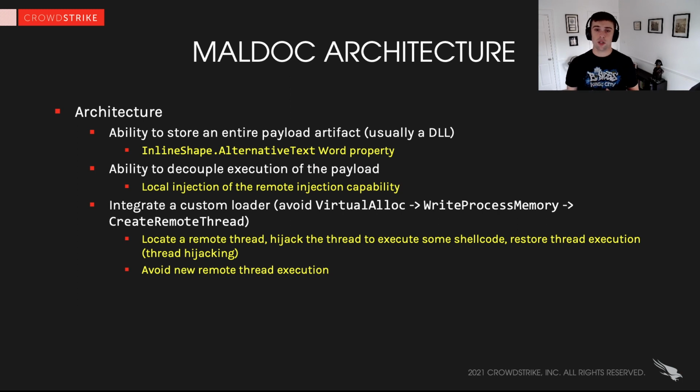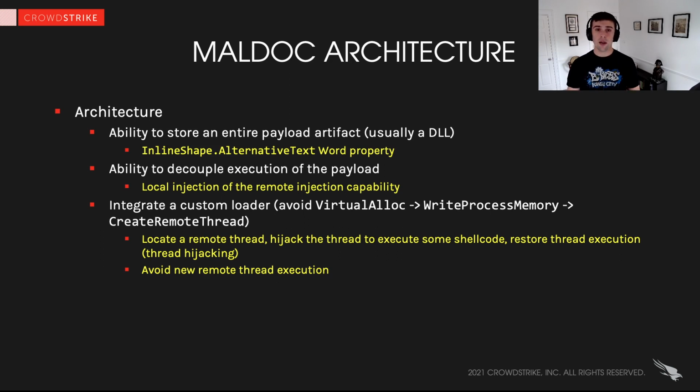So kind of answering these questions, for our purposes, the way that we will actually persistently store the payload artifact is through the InlineShape.AlternativeText Word property, which we'll talk about shortly. The way we decouple execution of the payload is we will use local injection to actually execute the remote injection capability, which will remotely inject our C2 payload into another process. This may sound kind of confusing, but we'll get into the lower level details shortly.